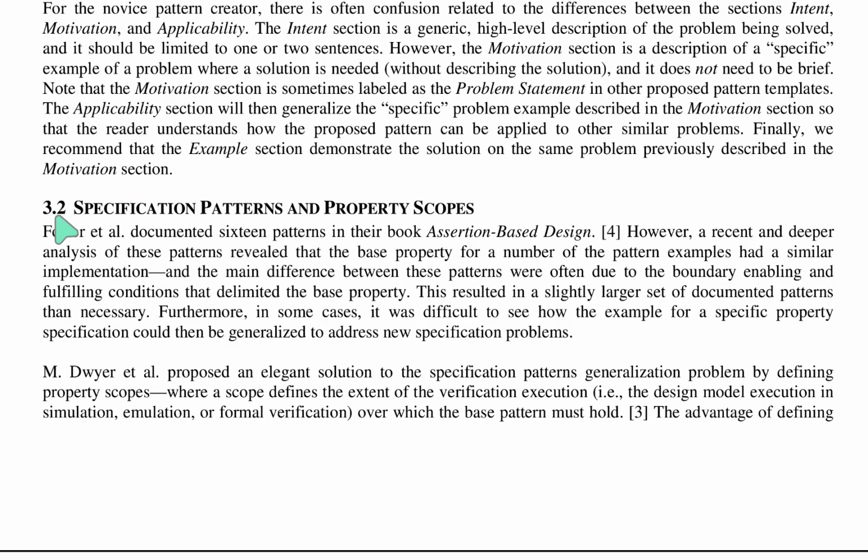Section 3.2, Specification, Patterns, and Property Scopes. First et al. documented 16 patterns in their book Assertion-Based Design. However, a recent and deeper analysis of these patterns revealed that the base property for a number of pattern examples had a similar implementation, and the main difference between these patterns was often due to the boundary enabling and fulfill condition that delimited the base property.